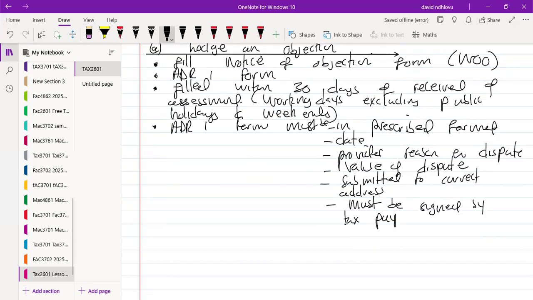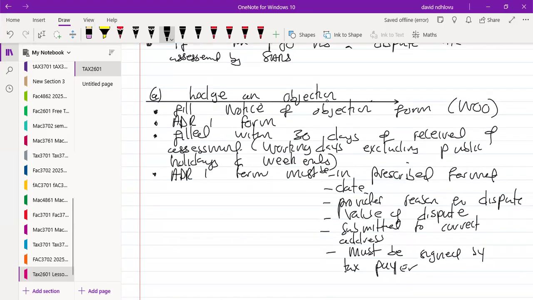All of these things are important for an effective objection. In your multiple choice questions, they'll ask you about the things that must be provided on the ADR1 form. It must be dated, signed, provide a reason, and provide the value of the dispute. They may add something that I did not include today and ask which item should not be included in the ADR1 form. They also like to ask about the number of days, so you must be very clear on that.